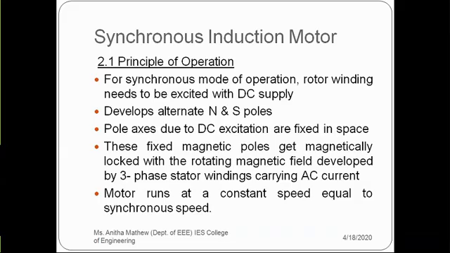At the first, that means at starting, we are giving three-phase supply to the stator, and it will produce a rotating magnetic field as in the induction machine. And we are exciting the rotor with a DC supply. When we excite this rotor with a DC supply, alternate north and south poles will be produced. Since these north and south poles are fixed in space, they get magnetically coupled. How do they get magnetically coupled?